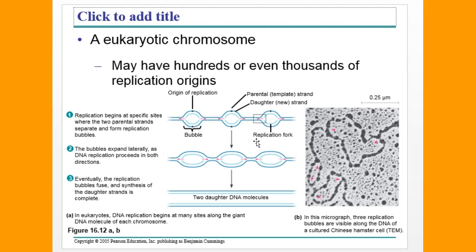So, you have several of these little replication bubbles that pop up along the DNA, and as the replication bubble opens further and the replication fork moves along the strand, unwinding the strand ahead of the bubble, the bubbles will eventually meet up and fuse. So in eukaryotes, DNA replication begins at many sites along the giant DNA molecule of each chromosome. This micrograph is able to show you that.